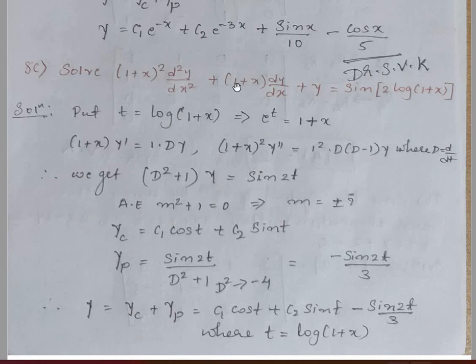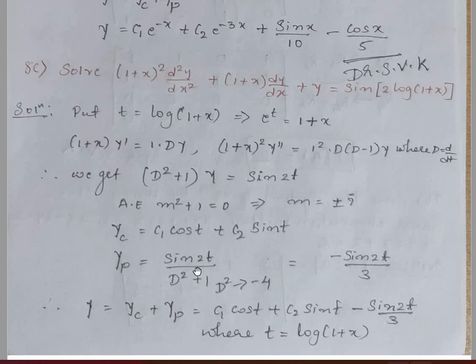So substituting these two values in the given equation, I am going to get the equation as D square plus 1 on y is equal to sin 2t. Write down the auxiliary equation and find the roots, which are plus or minus i. Write down yc equal to c1 cos t plus c2 sin t. Don't forget to write t here. Don't write x here, since we have substituted; t is in terms of x.